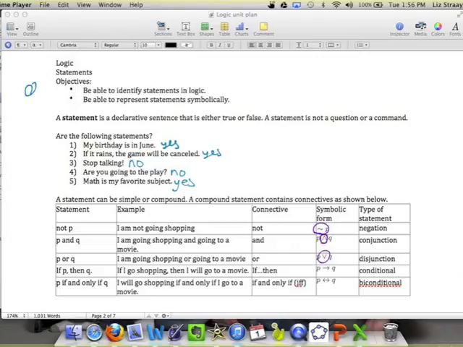We have a conditional statement. That's where we have an if-then. We say, if I go shopping, then I will go to the movie. Shopping was P, movie was Q, and the way that we show this pattern of one thing following another is with an arrow. So we do P, arrow, Q. That means if P happens, then Q will also happen.